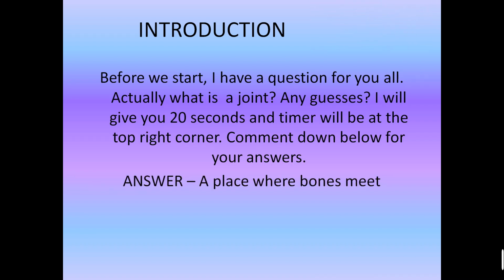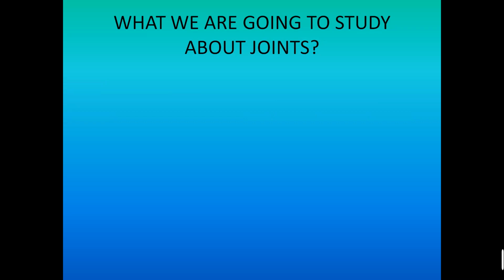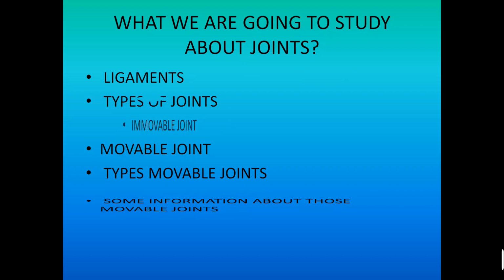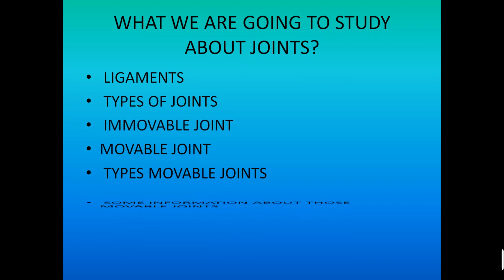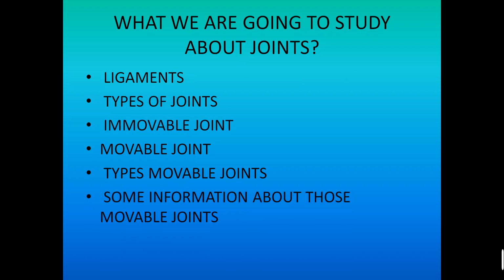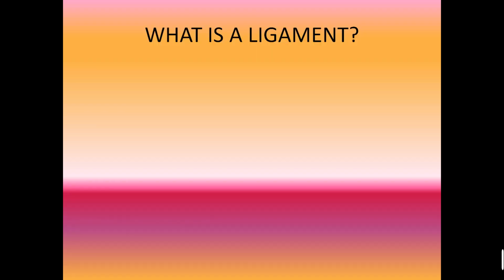From my side, I would say that the place where two or more bones meet is called a joint. Strong and flexible tissues are called ligaments, which hold the bones together at the joints. There are two types of joints in our body, movable and immovable. So what we are going to study today is about joints: ligaments, types of joints, immovable joint, movable joint, types of movable joint, and some information about those movable joints.